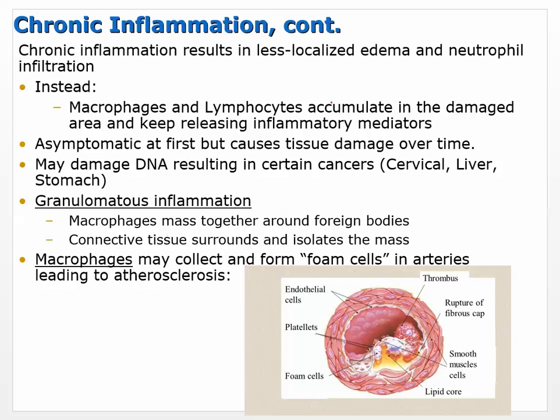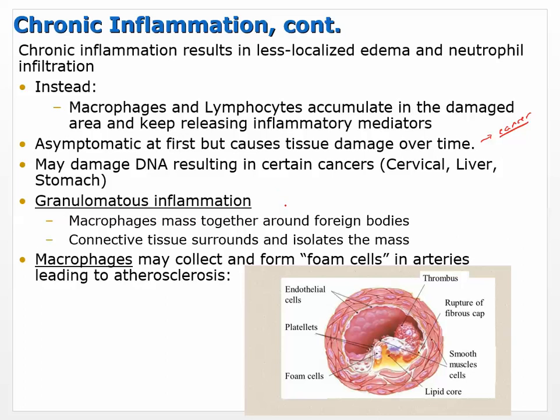So chronic inflammation results in less localized edema and neutrophil infiltration. Remember, we had edema and neutrophils that were that first response, one of the first things that happens with inflammation. But instead, with chronic inflammation, macrophages and lymphocytes accumulate in that damaged area, and they continue to release the inflammatory mediators, these cytokines. It's asymptomatic at first, but it does cause tissue damage over time, and that tissue damage, of course, can lead to cancer. It increases the formation of neoplasms or cancer tumors. So it may damage DNA, resulting in certain cancers. Cervical cancer, liver cancer, stomach cancer are some examples.